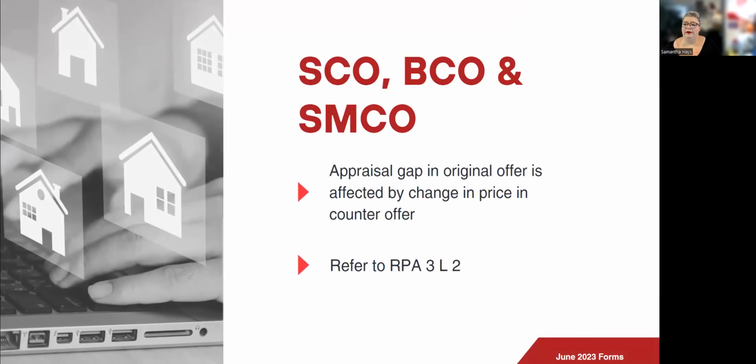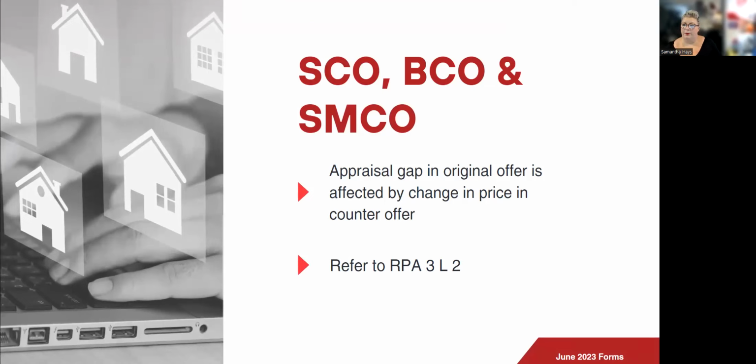Biggest change to all of the counteroffers, that's our seller counteroffer, our buyer counteroffer, and our seller multiple counteroffer, is that the appraisal gap in the original offer is affected by the change of price in the counteroffer. So you're going to refer to the contract in RPA 3L2 where it states if the property isn't appraised at this amount, we're agreeing that we're going to reduce, or it has to be at a certain amount. Well, if that price or that amount changes in your negotiations and the counters, that's going to change the whole contract. It hasn't been so previously.